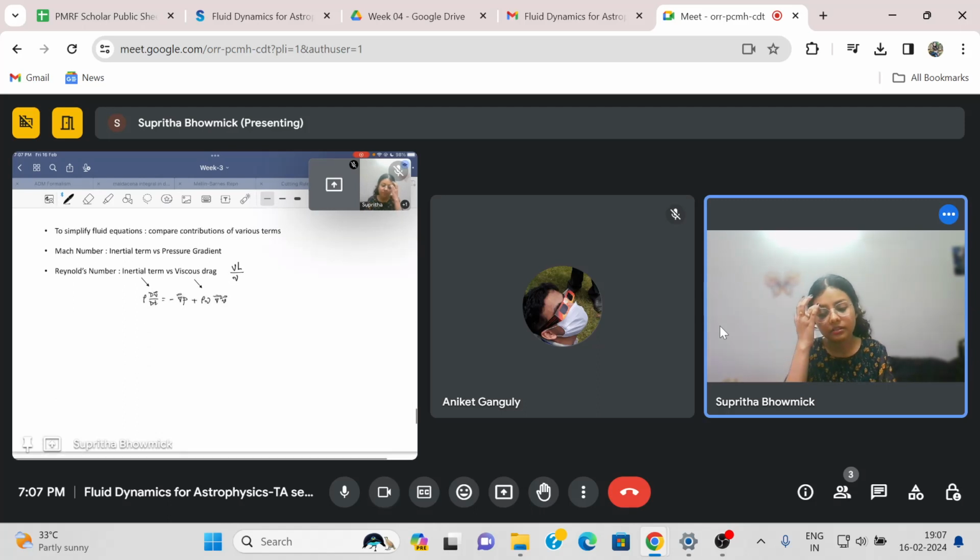Okay. The second example of a dimensionless quantity was the Reynolds number, where once again we compared two terms, and our aim is to see whether this ratio is smaller or greater than 1. If it is smaller than 1, we can ignore the numerator as compared to the denominator, and so on. So the Reynolds number is the inertial term divided by the viscous drag. This is a comparison between the contribution of the inertial term versus the viscous drag.